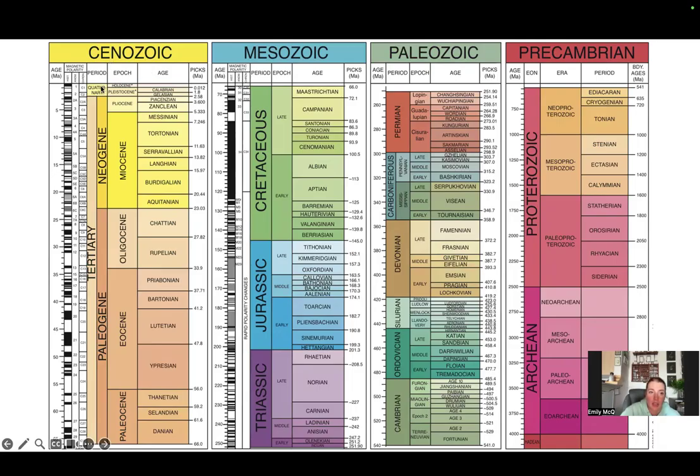The Cenozoic spanned from right now to 65 million years ago. The Mesozoic spanned from 65 million years to 250 million years. The Paleozoic spanned from 250 million years ago to 540 million years ago. And 540 million years ago is the beginning of the Precambrian. The Precambrian went from 540 million years ago to 4.6 billion years ago. We're going to look at this here in a second.